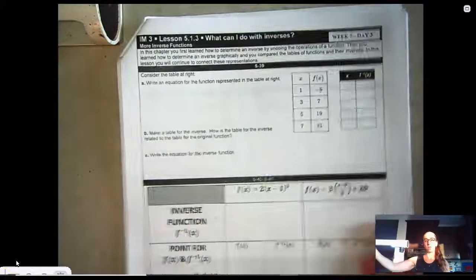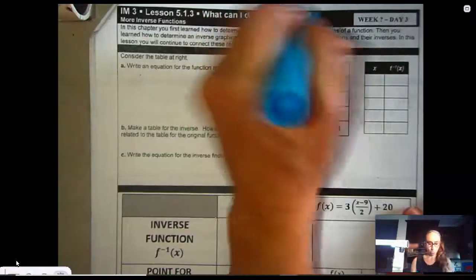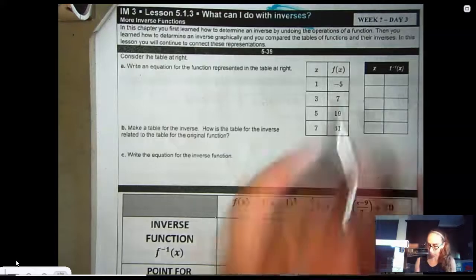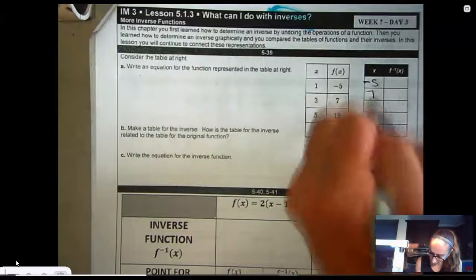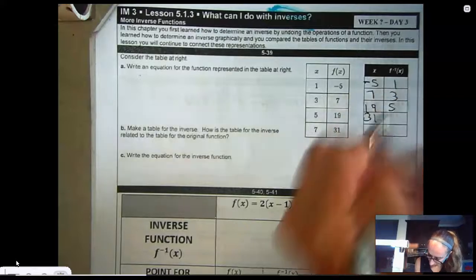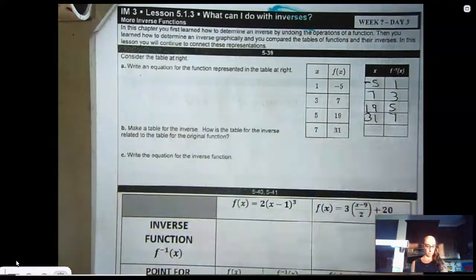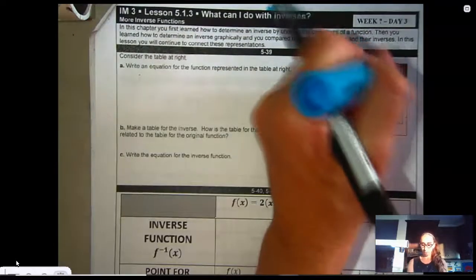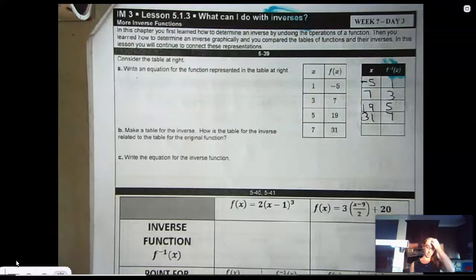All right, so in this next section, we're still doing more inverses, okay? So they want us to create a table. So what's true about inverse? You just switch them. 1, 3, 5, 7. Okay, that's not that big of a deal. The hard part might be what the heck is the equation?